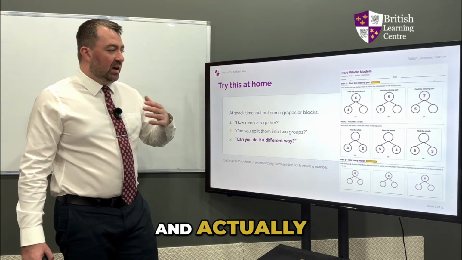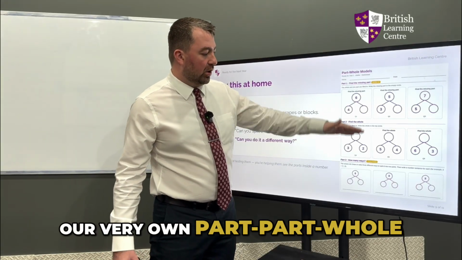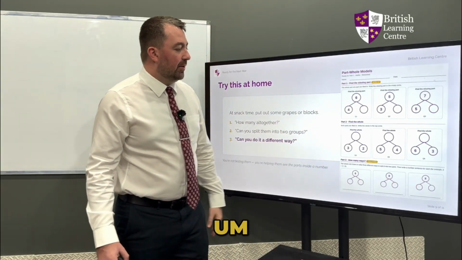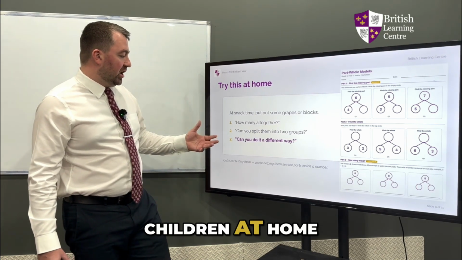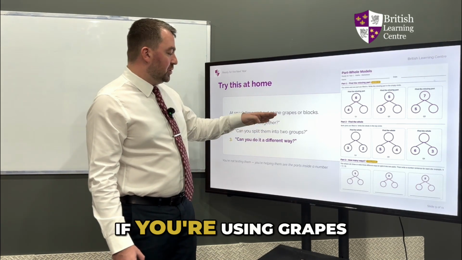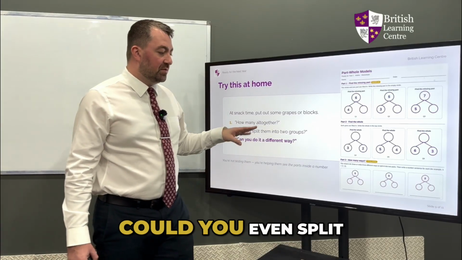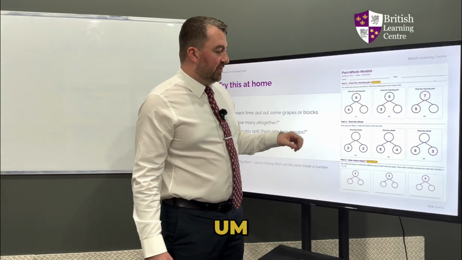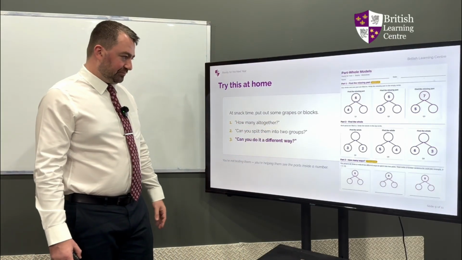And I've designed and made our very own part-whole worksheet here, which includes lots of different ways of how it could be done. You could ask your children at home, how many altogether if you're using grapes, blocks, whatever it might be. Can you split them into 2 groups? Could you do it a different way? Could you even split it into 3 groups? For example, 5 could be 3, 1, 1. Doesn't have to be 3 and 2.